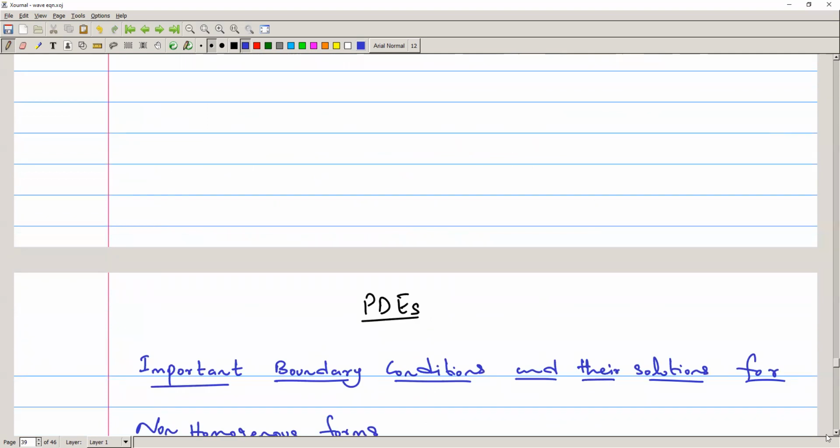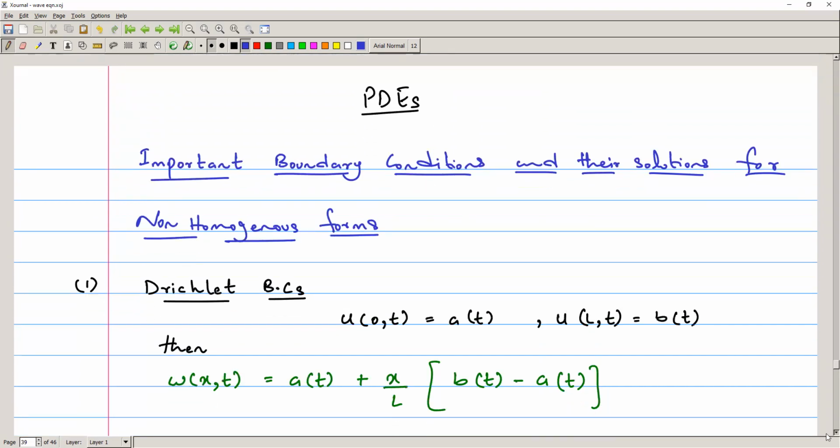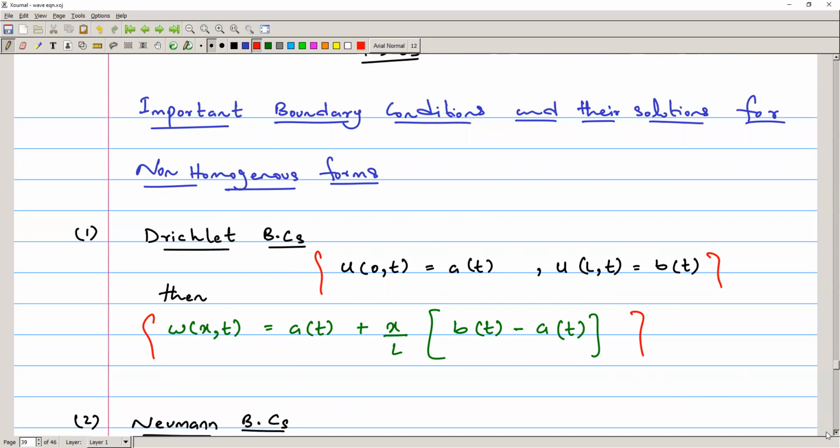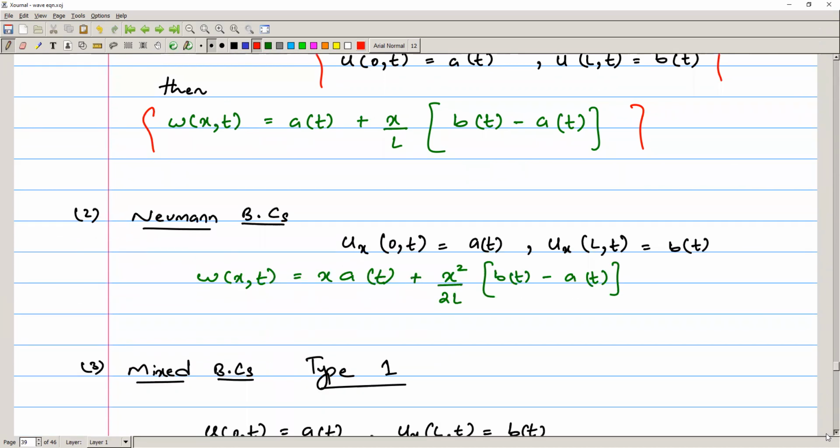So let's talk about some specific boundary conditions. Number 1, that is Dirichlet. If Dirichlet boundary conditions are given in this form, u(0, t) is equal to a(t) and u(L, t) is equal to b(t), then the solution of w(x, t) is given by a(t) plus x over L times b(t) minus a(t). All right, so we will take some examples after this discussion in order to get more concepts.